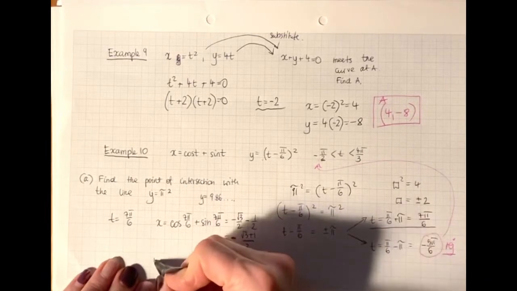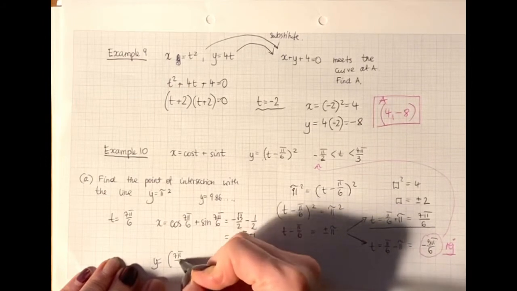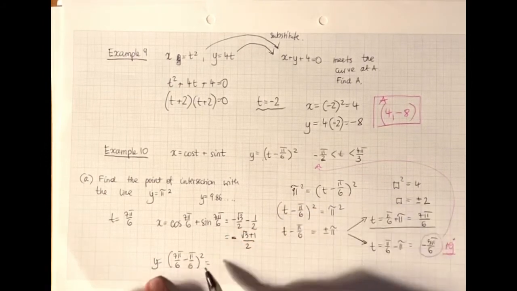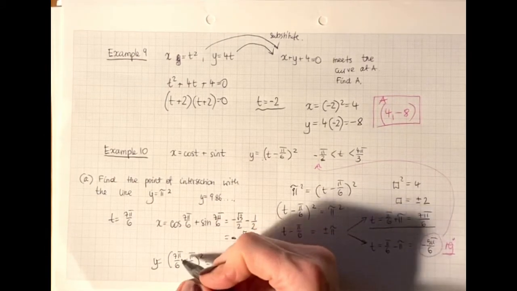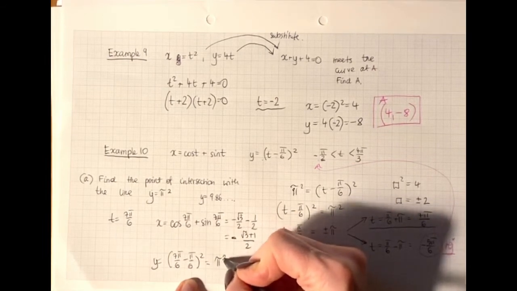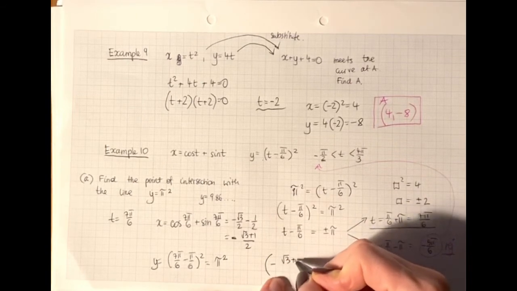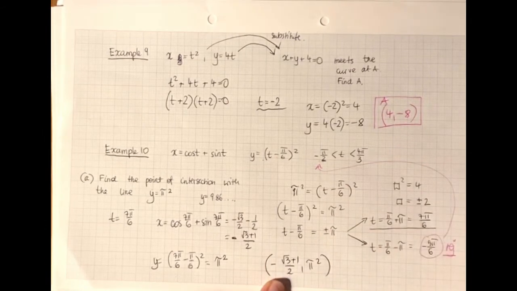The y-coordinate, we need to put 7 pi over 6 into this equation. So you will have 7 pi over 6 minus 1 pi over 6. So you got 6 pi over 6, so it's pi squared. So minus root 3 plus 1 over 2, and then pi squared is the answer.